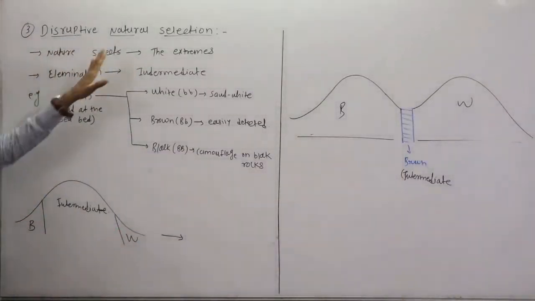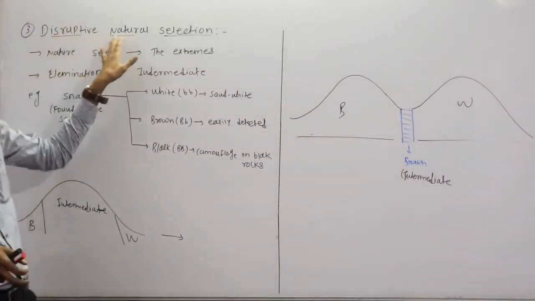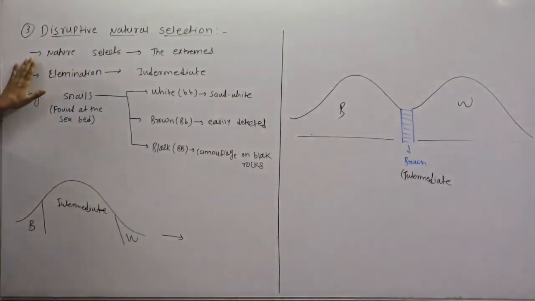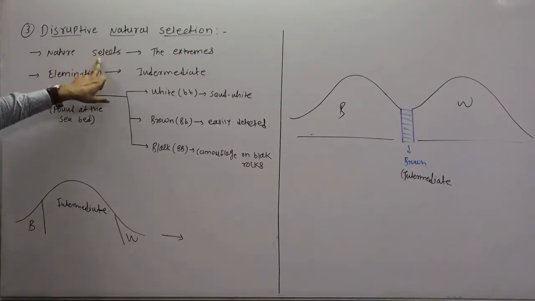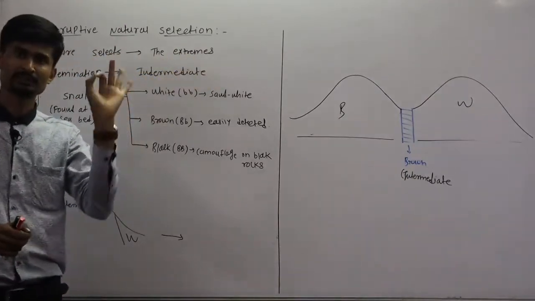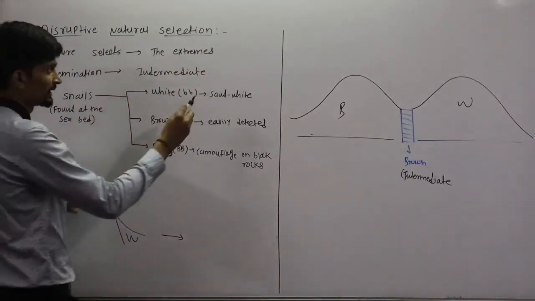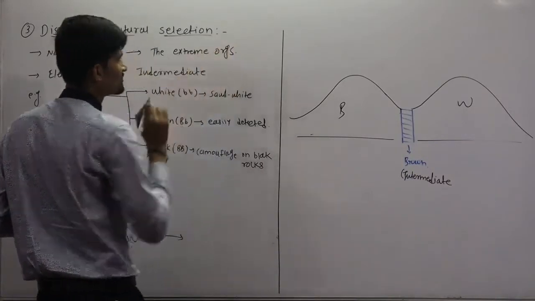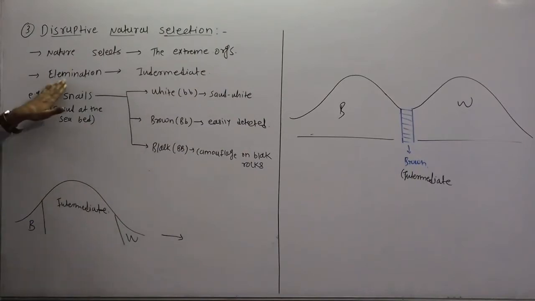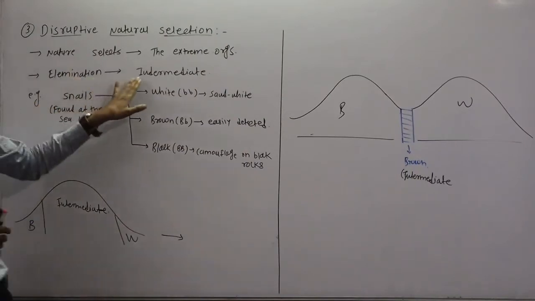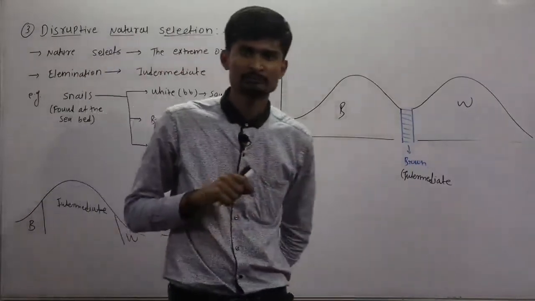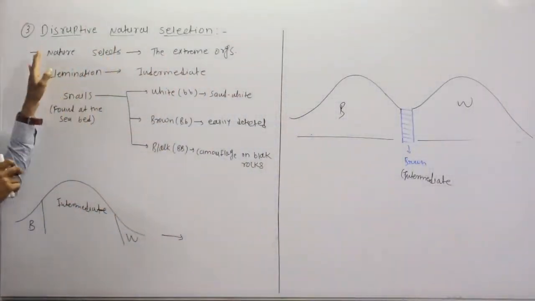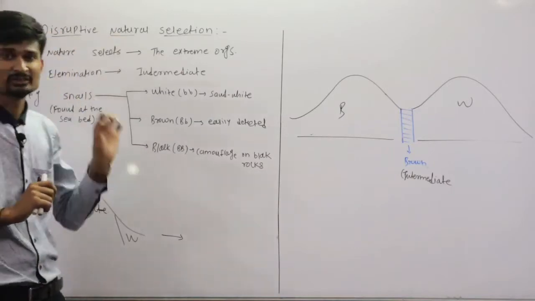Next type of natural selection is the disruptive natural selection. So in this type, nature selects the extremes, means nature selects the extreme organisms and there is an elimination of intermediate organisms. So it is exactly opposite to the first type of natural selection.